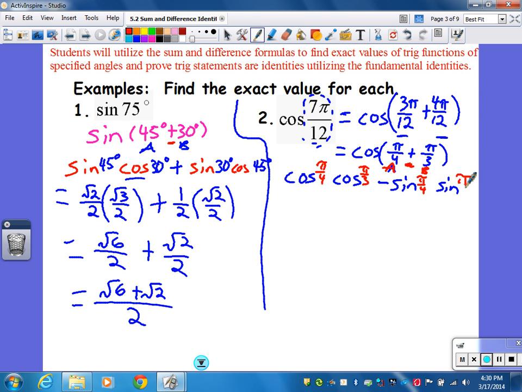Okay, now you should be asking yourself, unit circle once again, what is my cosine at pi over 4? Well, it's the square root of 2 over 2. And then cosine at pi over 3, that's at 60 degrees. So I know that one's going to be 1/2. And then minus sine of pi over 4, square root of 2 over 2 again. And then we have sine at 60 degrees, which is square root of 3 over 2.